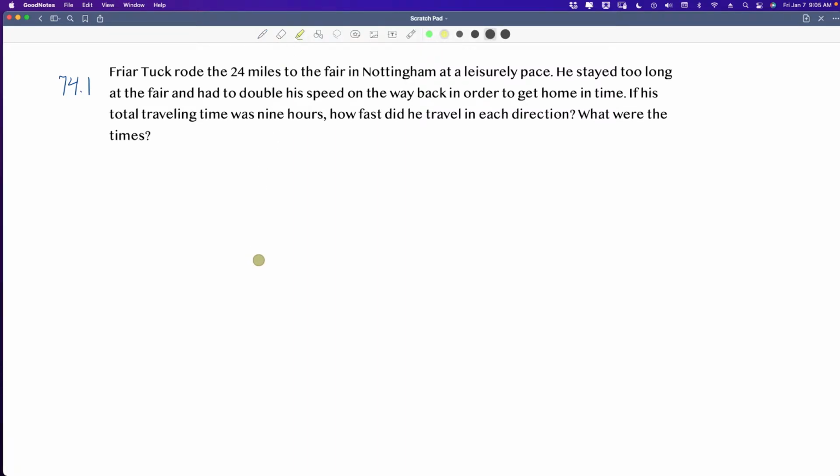So let's read this. Friar Tuck rode the 24 miles to the fair in Nottingham at a leisurely pace. He stayed too long at the fair and had to double his speed on the way back in order to get home in time. If his total traveling time was 9 hours, how fast did he travel in each direction? What were the times? We have the information that we need here in order to solve. It's just written without numbers.